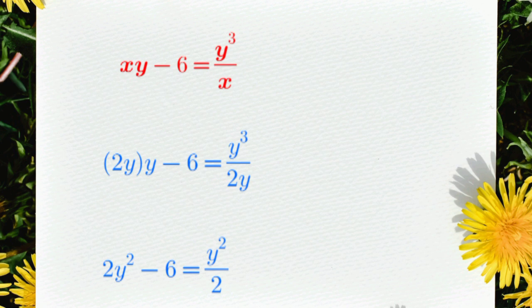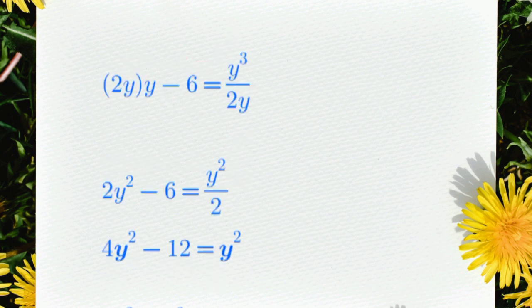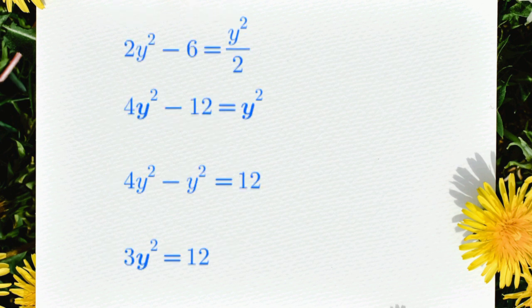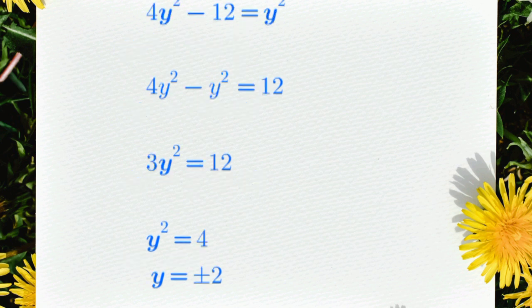Now the next step we're going to do is cross multiplying, that is multiplying both sides by 2. So this is going to give us 4y squared minus 12 is equal to y squared. Now we're going to collect like terms. So when we collect like terms, we're left with 4y squared minus y squared is equal to 12. Now 4y squared minus y squared is going to give us 3y squared. So we have 3y squared equal to 12. Now to solve for y squared, we are going to divide both sides by 3. So we have our y squared is equal to 4.